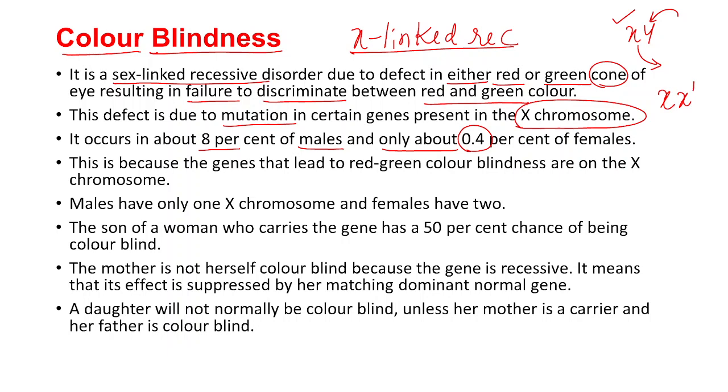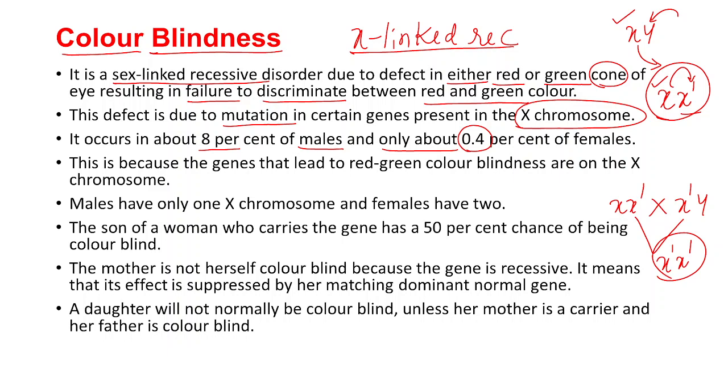If this is the condition in the females, that is, if the affected gene is present on one X chromosome, the normal gene will be there, which will suppress this one. Clear? By means of that, the females will become carriers and the males will get the infection. If you want to see the females getting affected by this, then what should happen? The marriage between a carrier female and an affected male should take place. Then only the possibility of getting infected females can be seen.